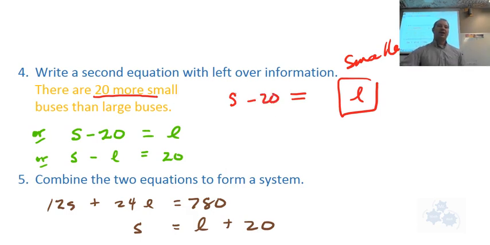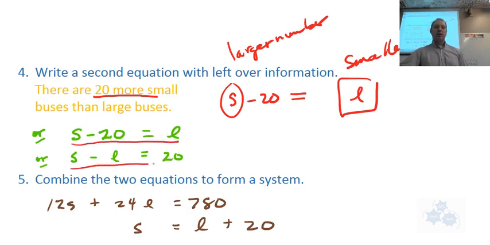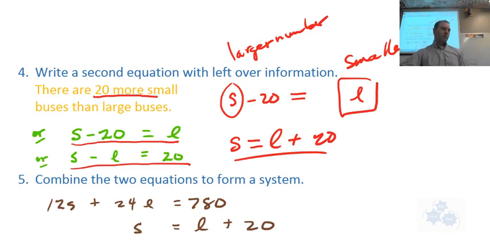So you could do the small buses, there's more of them, so you subtract 20 to make them equal to the number of L buses. Does that make sense? So this one is the larger number, smaller number of buses, okay? So that means you could use this equation, or you could use this equation, or you could do S equals L plus 20. So any one of those three equations would work for the second part. All right? Any questions there?